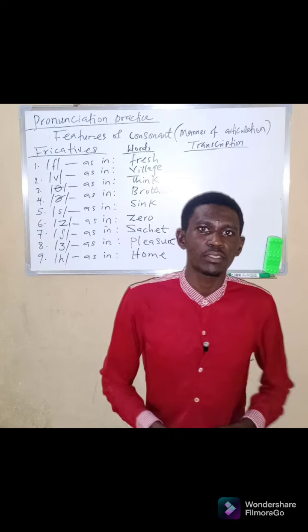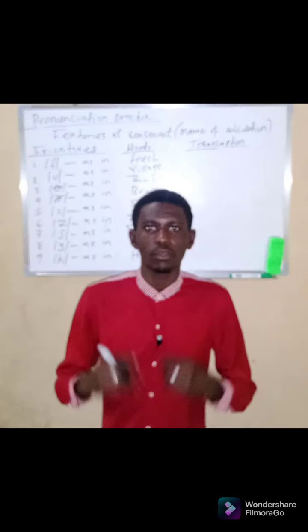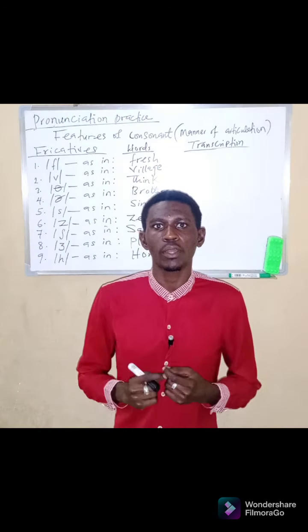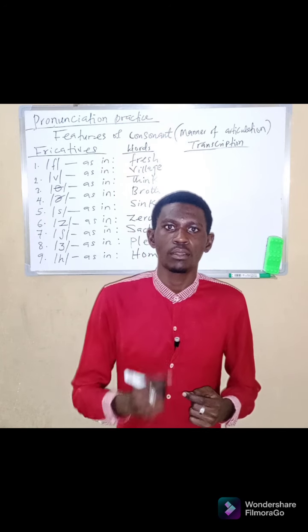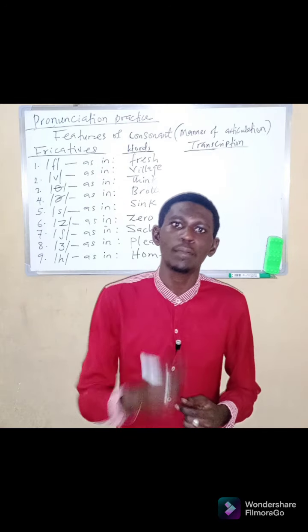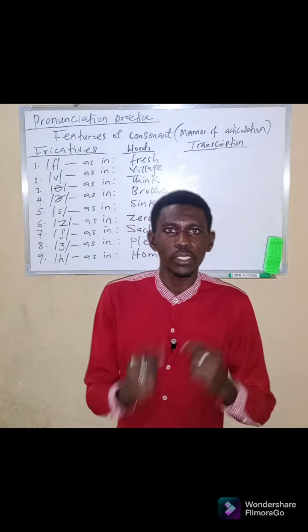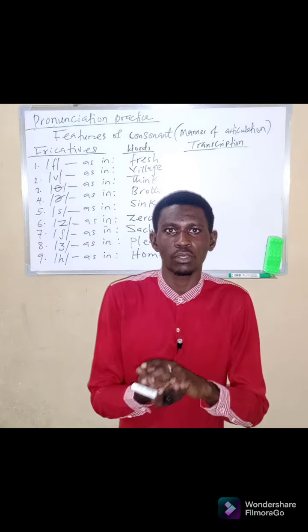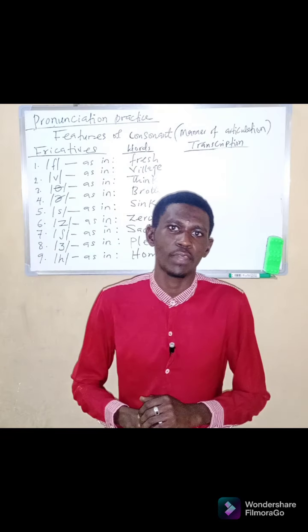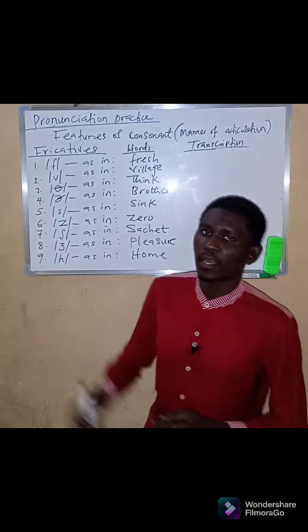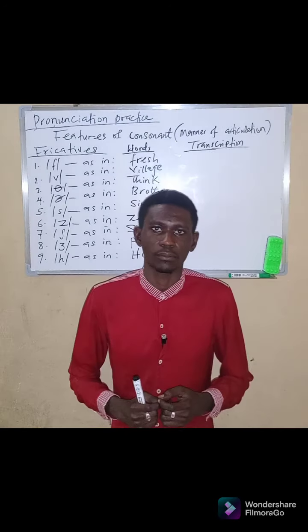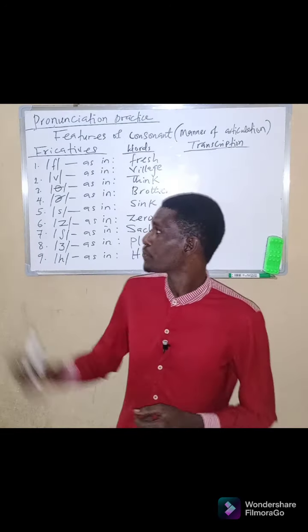Number one among them is the f sound. If you observe, when we pronounce the sound f, there is a collision between the lower lip and the upper teeth. So this collision is what results in this friction of the air. F, f. The second is the v, v.